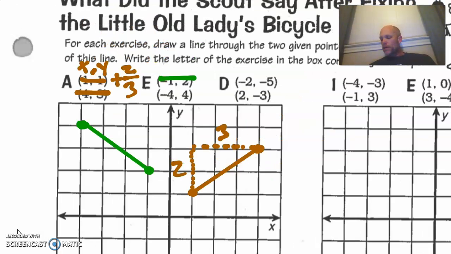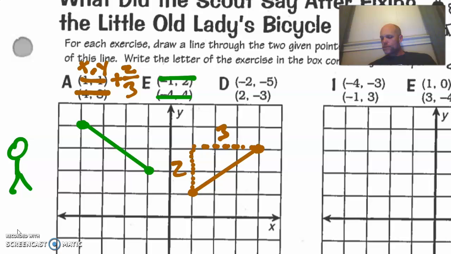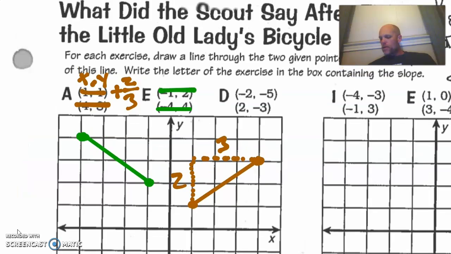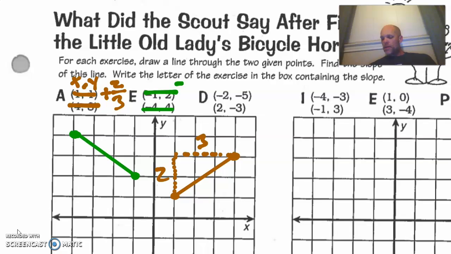So think about, I'll mark that up. Think about if this is you walking that direction, right? And once you got to this, wouldn't you get to here and then go down? You would go down. So that would be a negative slope. It's going down. So I'm going to write that now. That is negative.